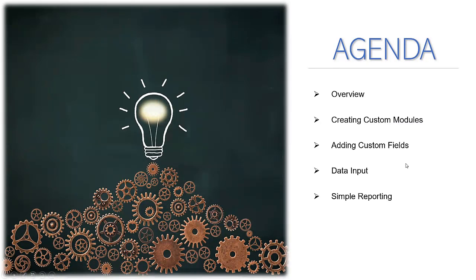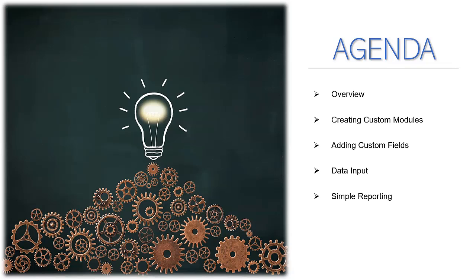Our agenda for today is to do a quick overview of custom modules. When do you decide that you need to use a custom module? Then creating the custom module, giving it a name, and then adding your custom fields. Just like the other modules in ClaritySoft's database, you can add any type of custom field to a custom module. It allows you to track additional information that you might need to track, into the data fields that you want.